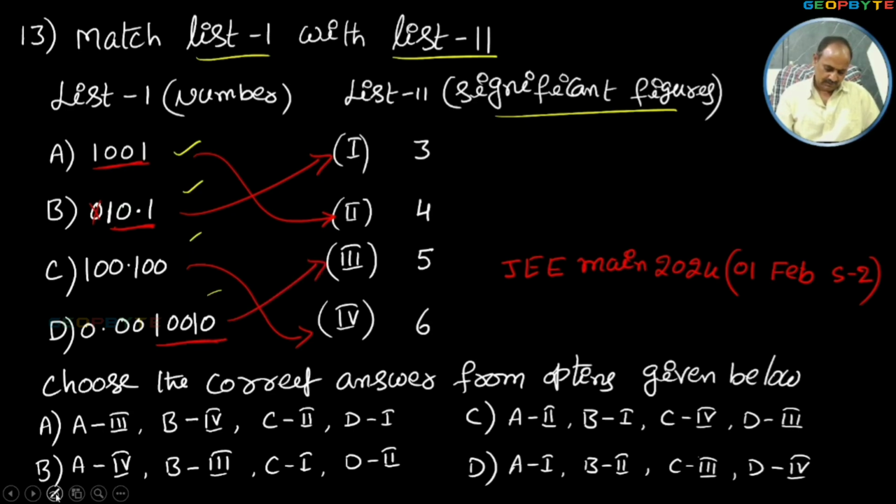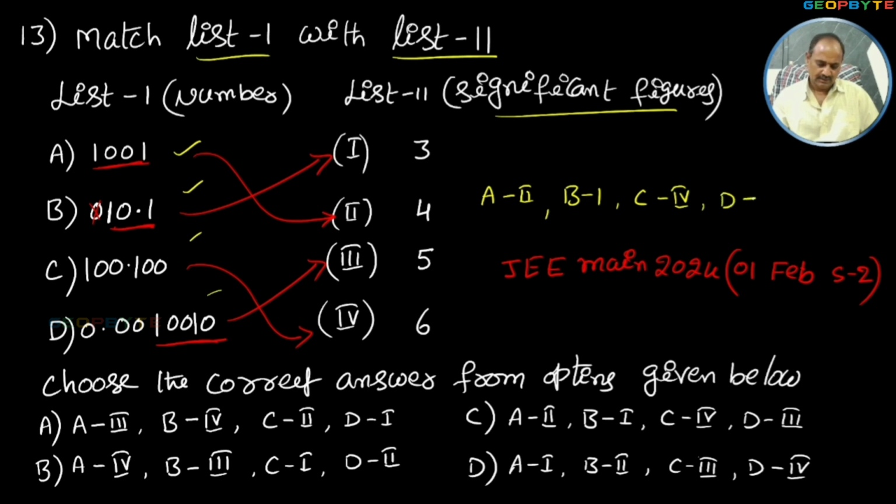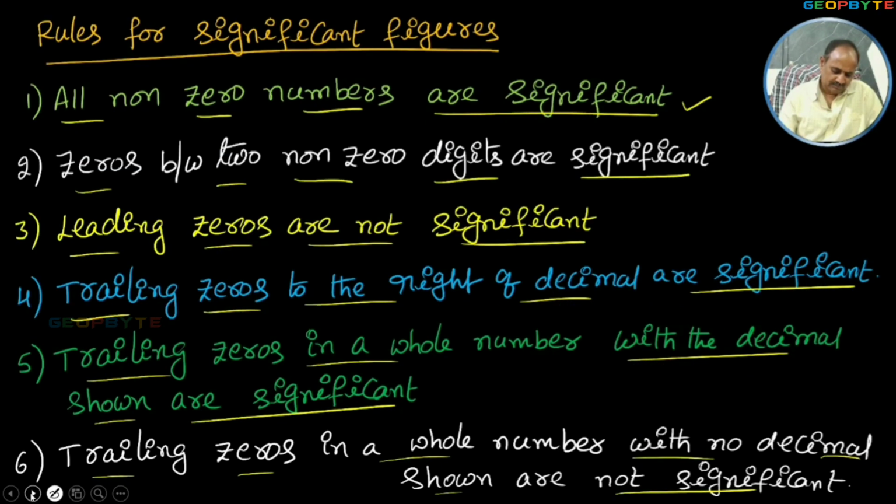So here, look at the answer. A2, B1, C4, D3. These are the correct answer. Option C is absolutely correct. Understood clearly? Yes. Then look at another question.